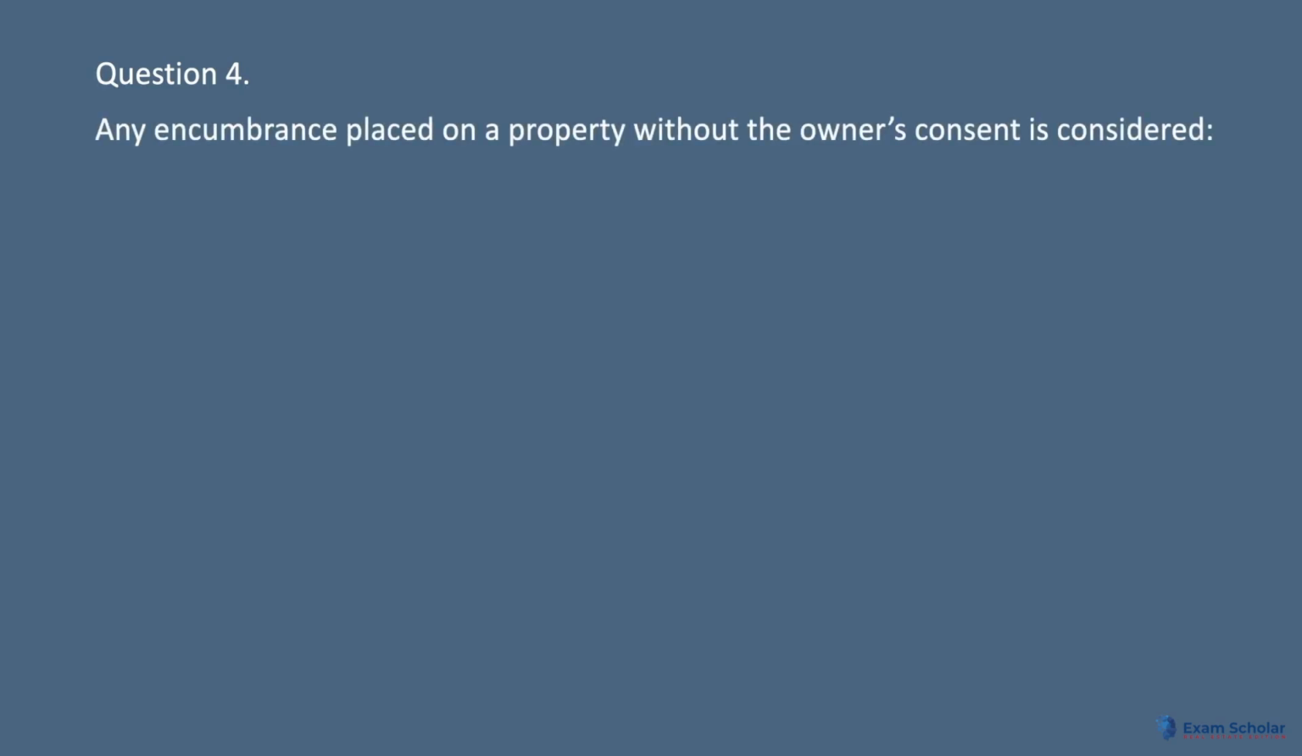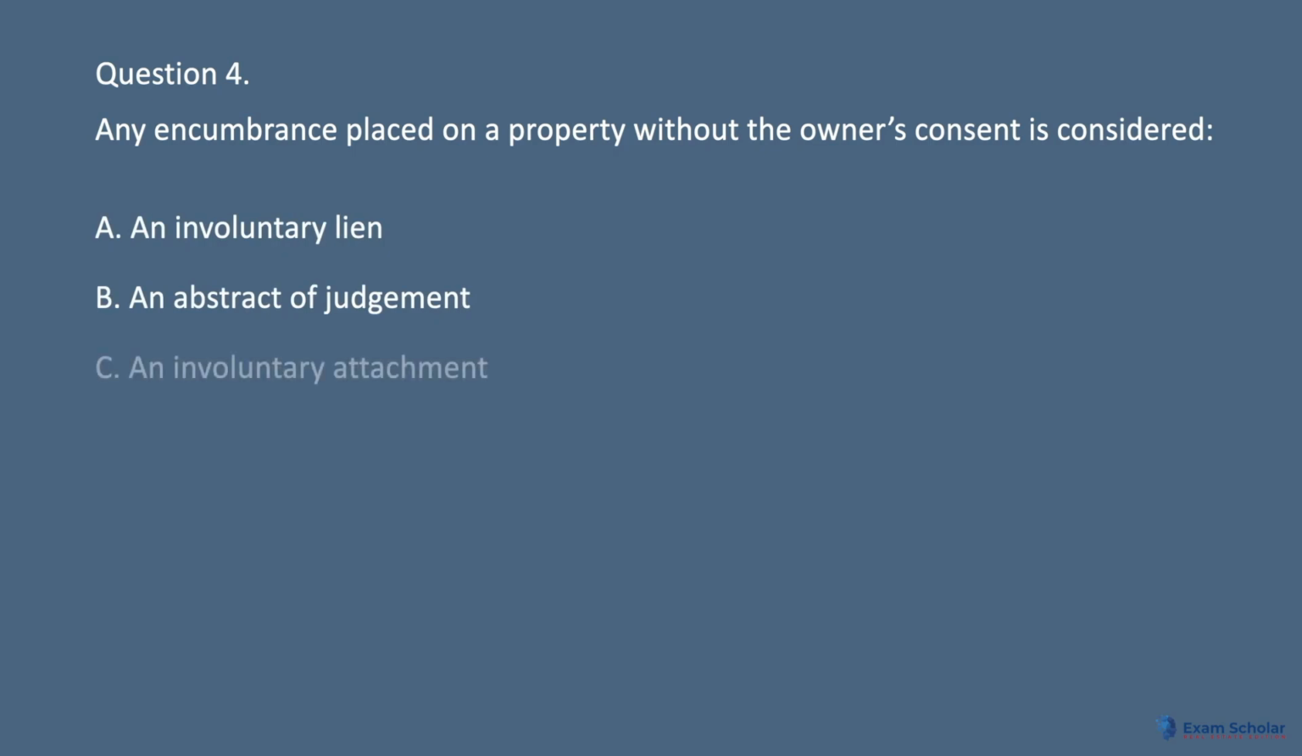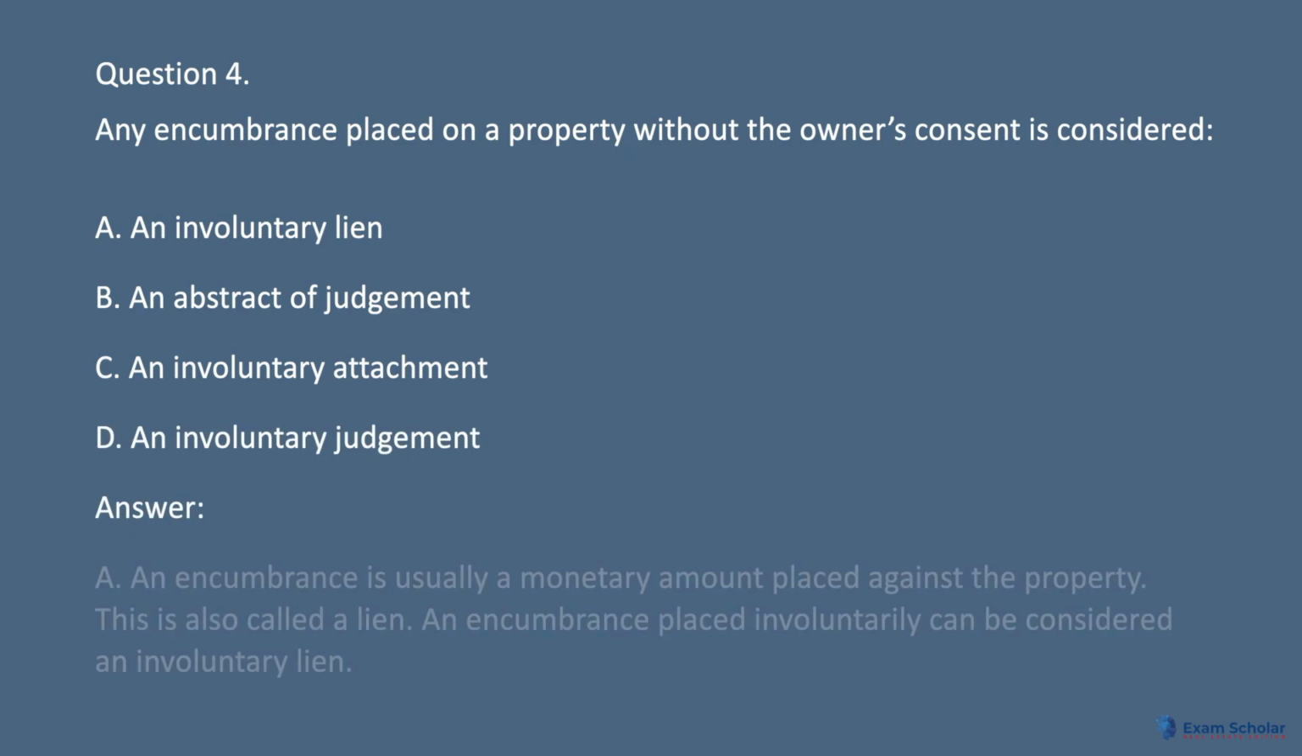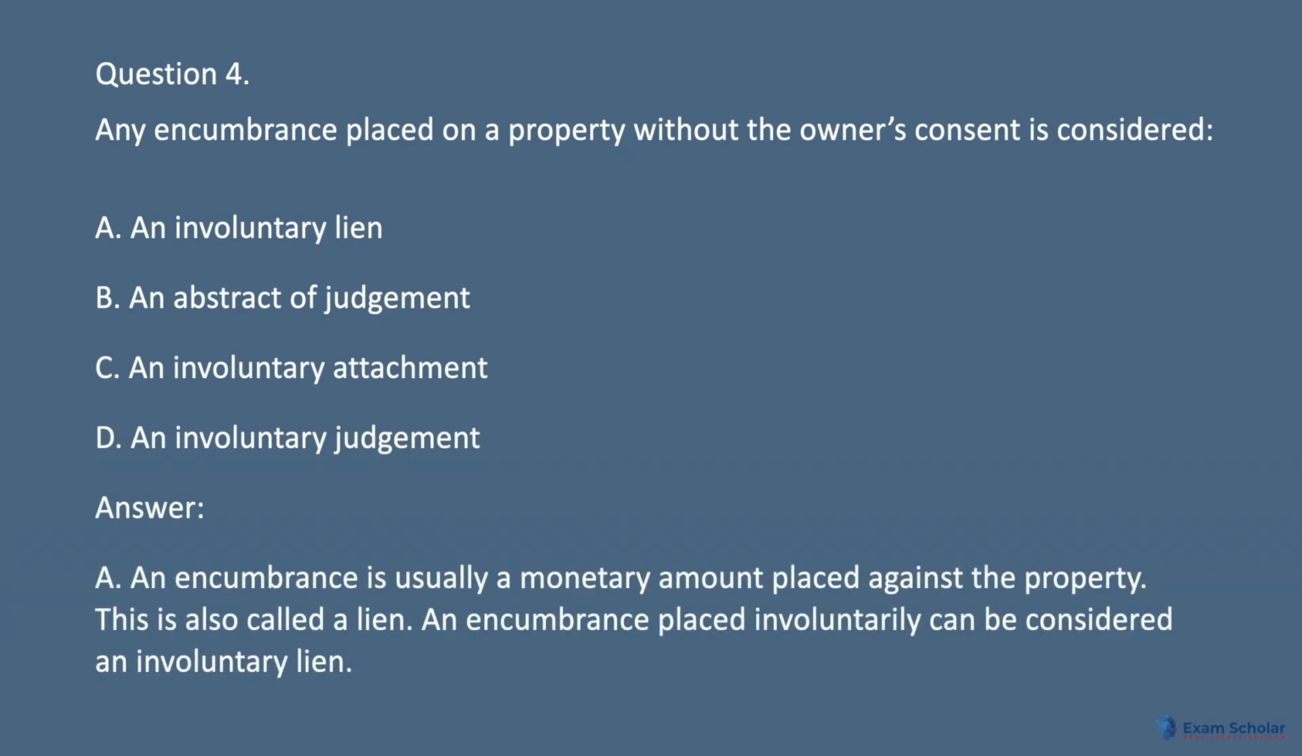Question 4. Any encumbrance placed on a property without the owner's consent is considered A. An involuntary lien. B. An abstract of judgment. C. An involuntary attachment. D. An involuntary judgment. Answer. A. An encumbrance is usually a monetary amount placed against the property. This is also called a lien. An encumbrance placed involuntarily can be considered an involuntary lien.